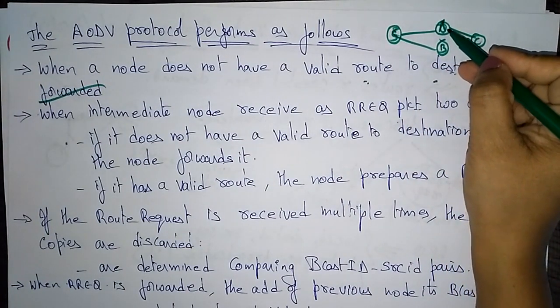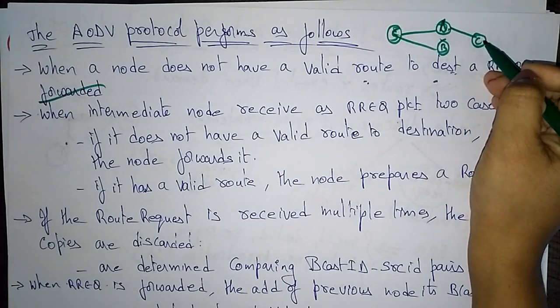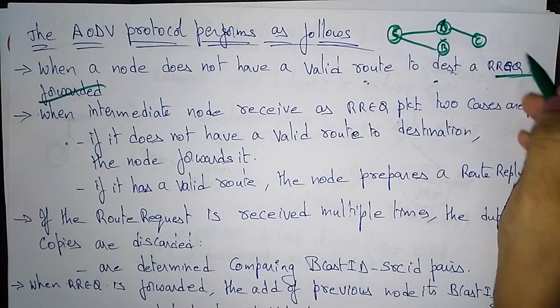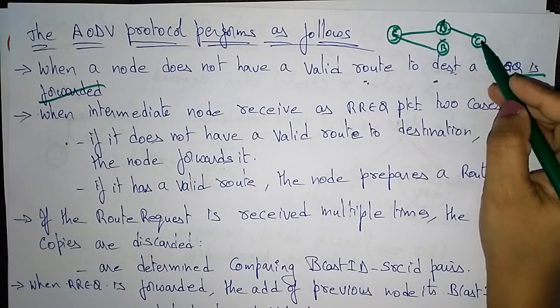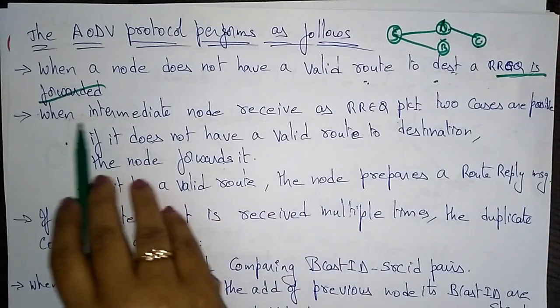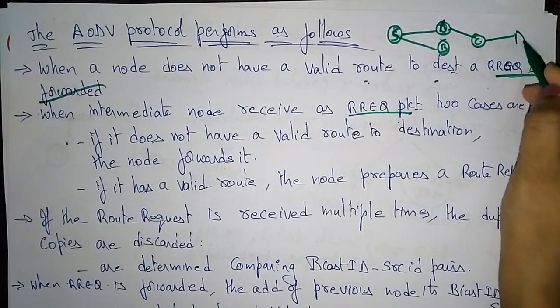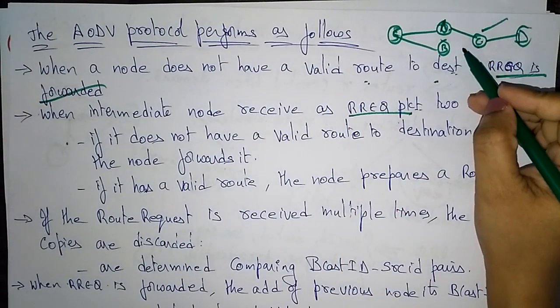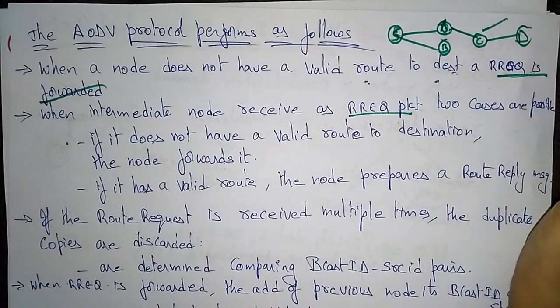Suppose this node does not have a valid route. Let us take this does not have a valid route. So then it sends a route request to forward the packet. The route request is forwarded, so it is asking which route is the best route. So please suggest to me. When an intermediate node receives a route request packet, let us take this is an intermediate node. So this intermediate node receives a route request packet, and two cases are possible.